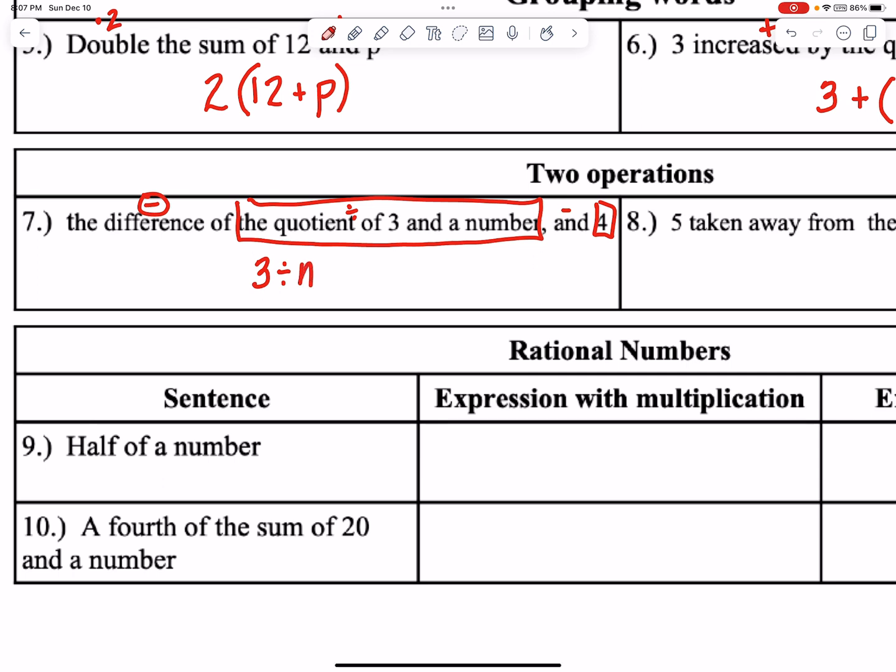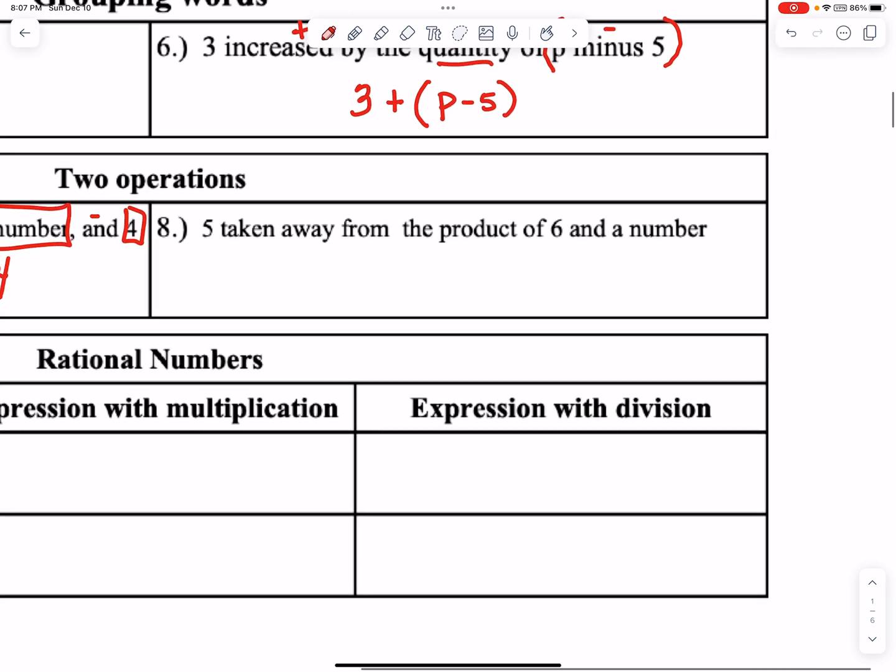And then we're going to subtract 4 to get the difference. Now, because of order of operations, I don't really need parentheses, but I can. Okay, let's go ahead and do a squiggle here and write this another way. Remember, we can use fractions as well. So 3 over n, and then minus 4 is the same thing as the quotient of 3 and a number minus 4. Okay, all right, let's go ahead and take a look at number 8.